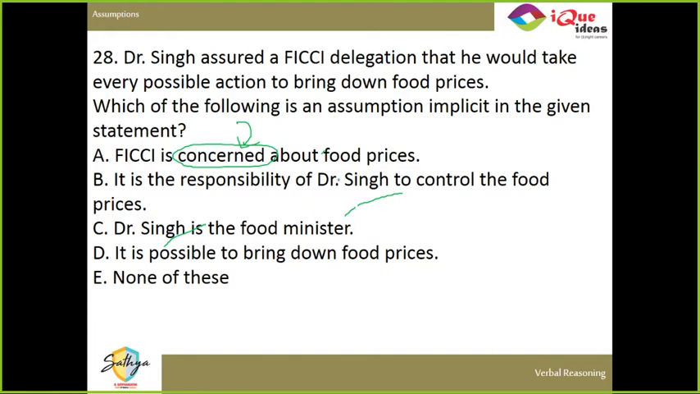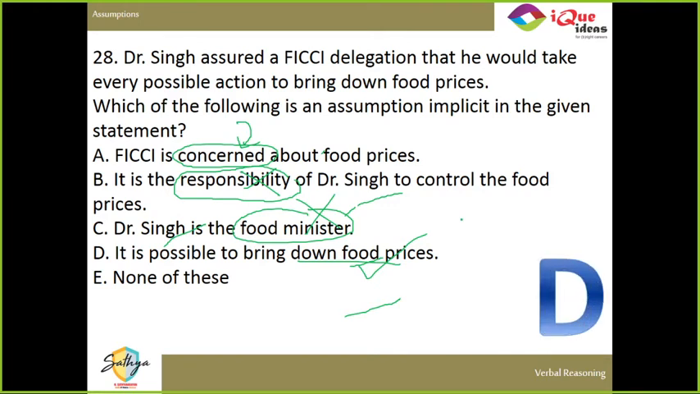Now Dr. Singh is saying that he will take action, but whether it is his responsibility or not, I don't know. Sometimes people promise that we will do things even if it is not their responsibility. So it is possible that he is promising even without it being his responsibility. So B, not necessarily true. Being the food minister, that's nonsense, I don't need to assume this. But yes, if it is possible to bring down food prices, only then I will promise that I will try to bring it down. If it is not possible to reduce the food price, can I make that promise? I cannot. So the best possible option here is D.